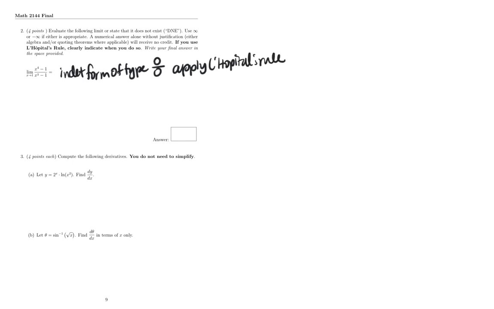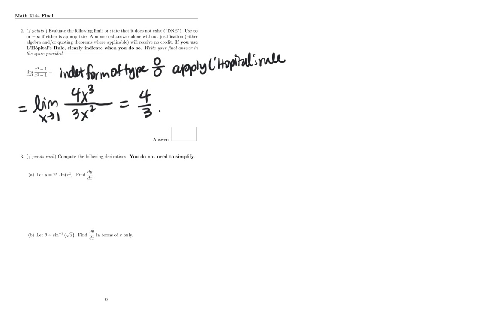rule. So this is equal to the limit as x approaches 1 of the derivative of the top, which will be 4x cubed, divided by the derivative of the bottom, which will be 3x squared. Now, as x approaches 1, the bottom is not 0 anymore, so I can just go ahead and plug in 1. So this will give me 4/3.